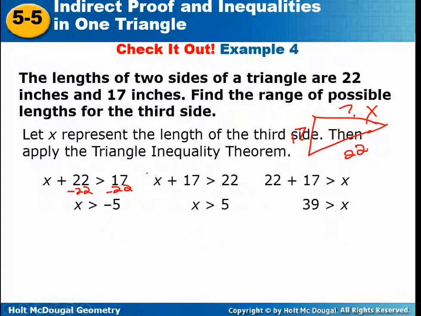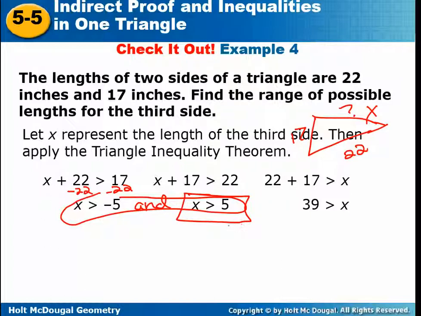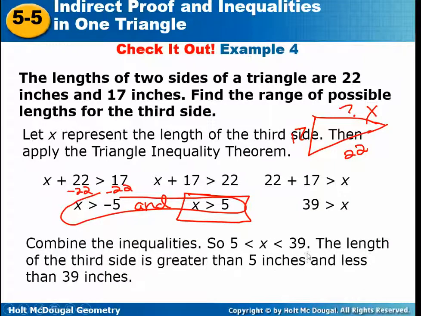Now here again, if x is greater than 5 and x is also greater than negative 5, if both of those things have to be true, this is the only part we need because that takes care of both of them. So if we put that together in one statement, it would look similar to the last one. x has to be greater than 5 and less than 39.